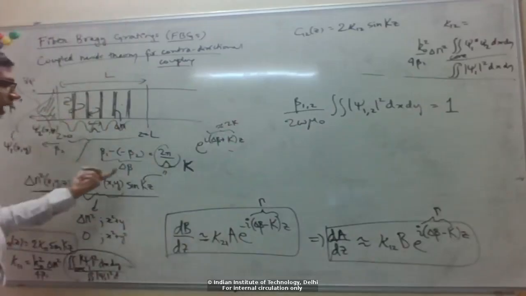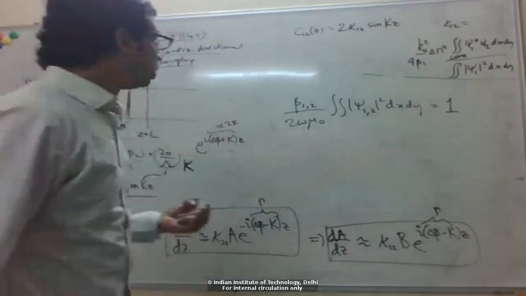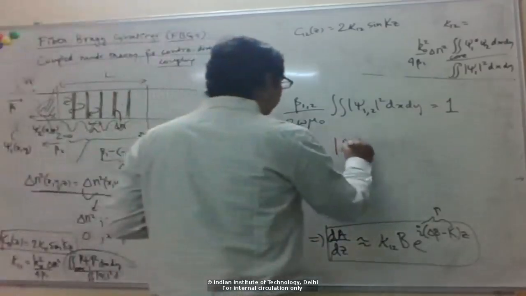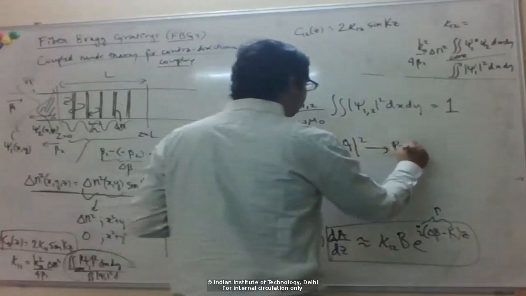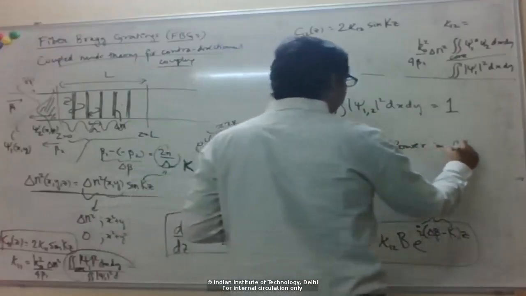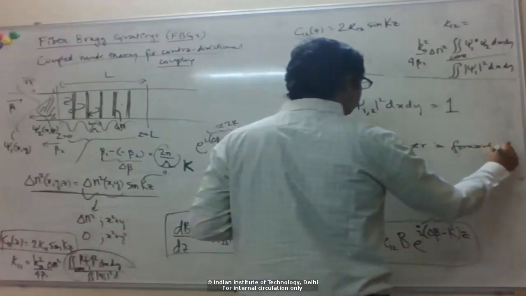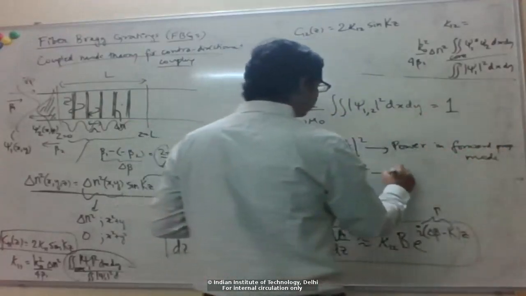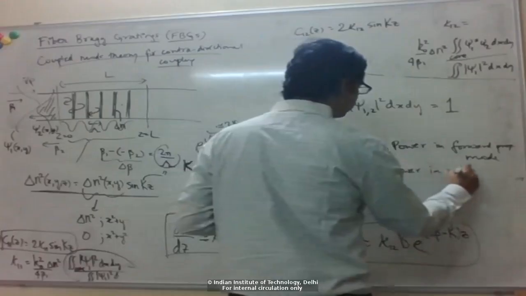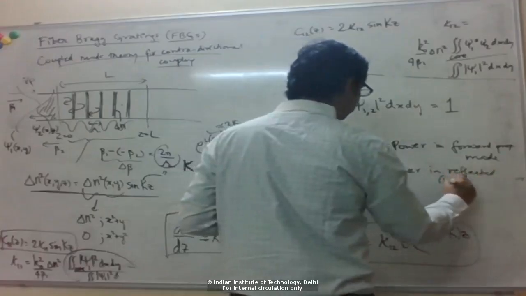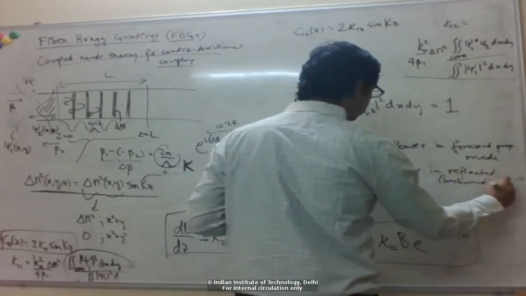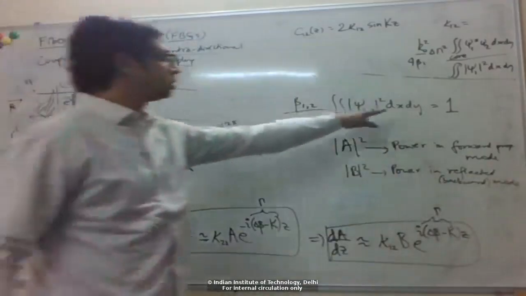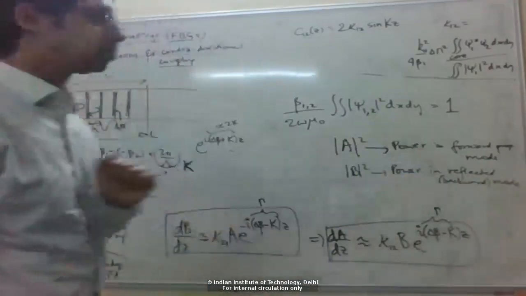In other words, when we take the total mode as A times psi 1 plus B times psi 2, we can directly say that mod A square will give me the power in the forward propagating mode, right? And mod B square will give me the power in the reflected or backward propagating mode, right? Because we normalize such that the bare modes have unit power, their coefficients mod square will directly give me power.